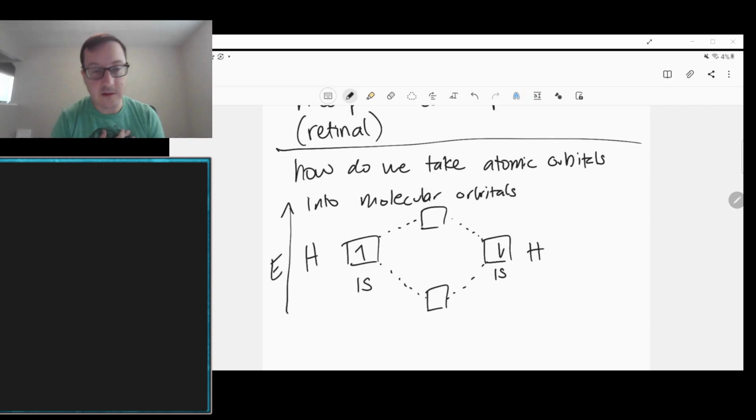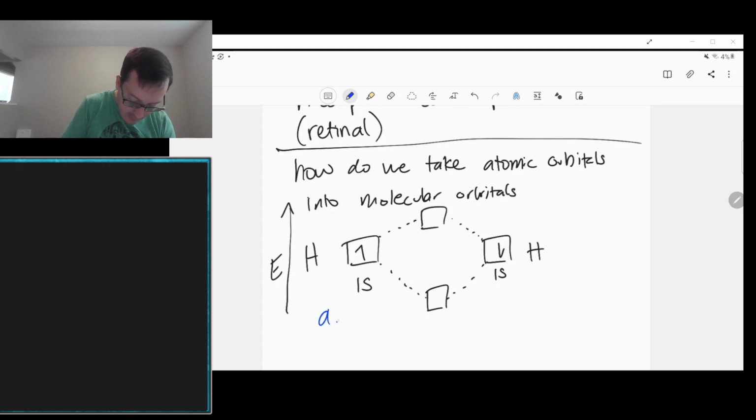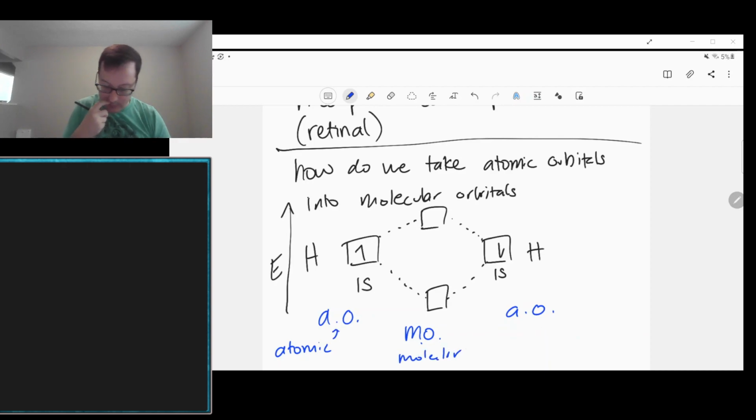And we're going to see, of course, that everything wants to be low energy. That's the main tenet of chemistry. Things want to be as low energy as possible. We're going to say that when these two atomic orbitals come together, they form molecular orbitals. So these are atomic, these are molecular in the middle. And notice that we had two atomic orbitals, and we're going to end up with two molecular orbitals.